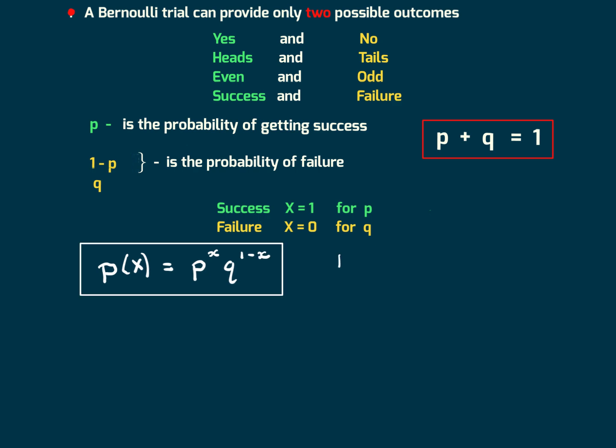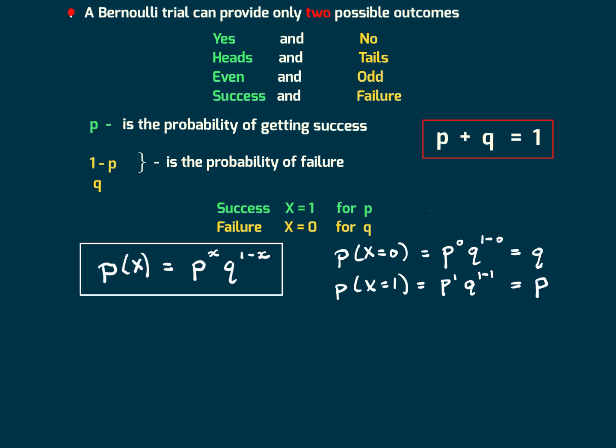And then it is evident that the probability for x equal to 0 is going to be p to the 0 q to the 1 minus 0, which is actually q, the failure. And the probability of x being equal to 1 is going to be p to the 1 and q to the 1 minus 1, which ends up being p.